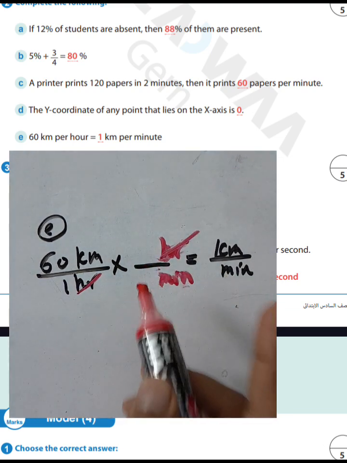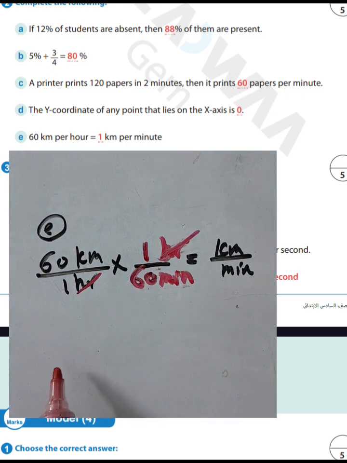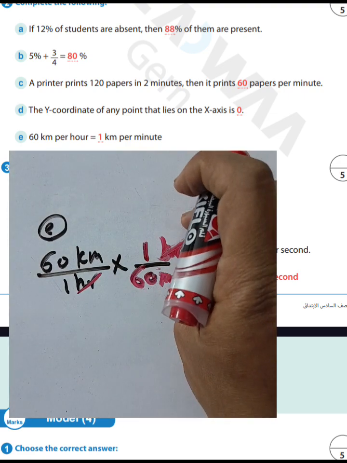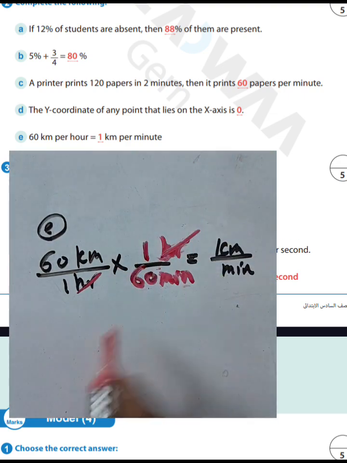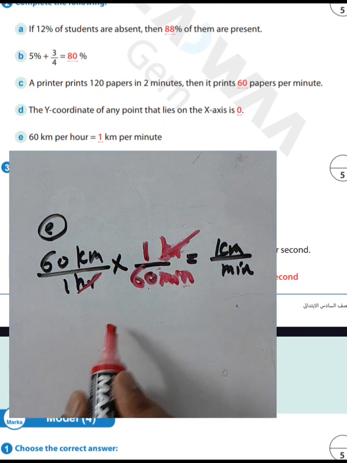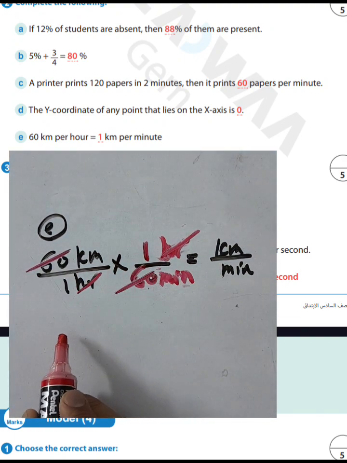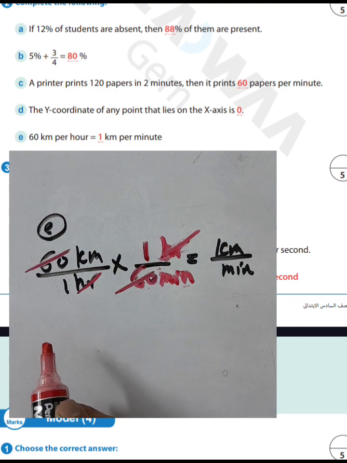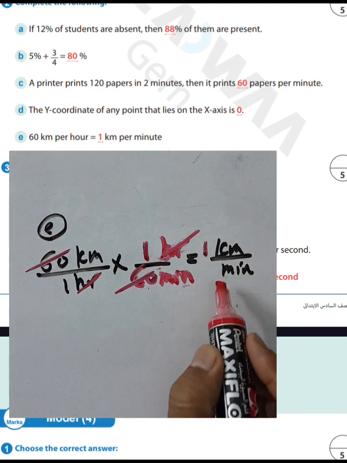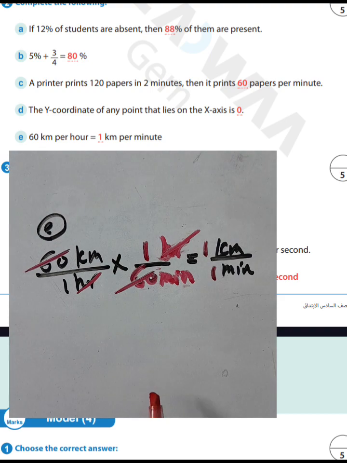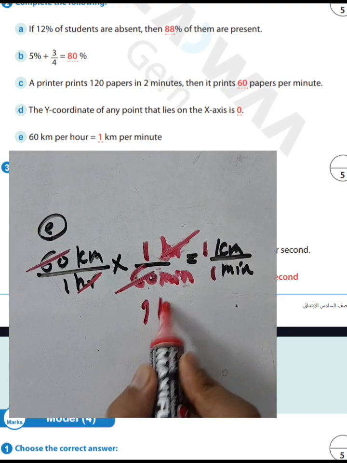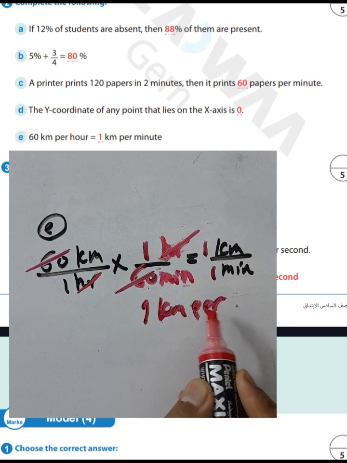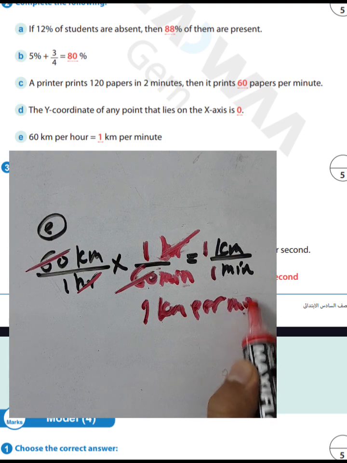But we must know 1 hour equals 60 minutes. Write hour here and the minute. 1 hour equals 60 minutes. Cancel hour by hour and cancel 60 by 60. Then the result will be 1 kilometer per 1 minute. Okay, that's the result for this example.